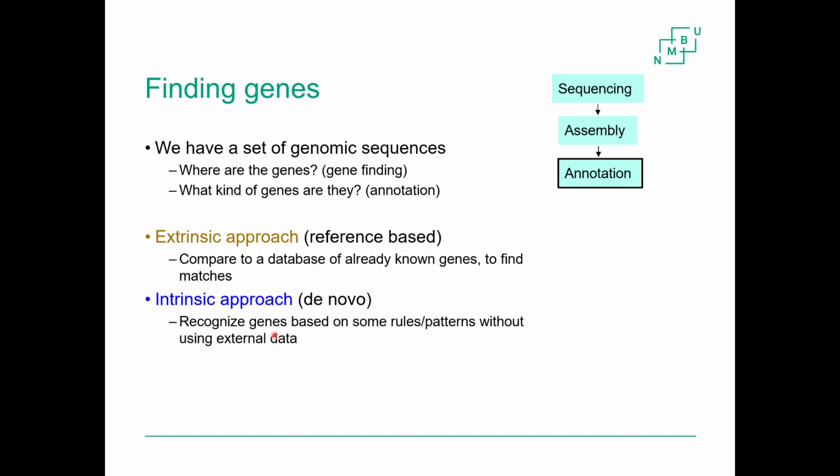And of course, when we started sequencing genomes, this approach was impossible because there were no databases, right? So this is the one we have relied on from the beginning. And this recognizes the genes based on some rules or patterns without directly using external data. We have to say that it also somehow uses ideas, at least from previously seen genes. But if you think back to the very first genomes that were sequenced, there were actually very few ideas to lean upon. But nowadays we have something more. But the de novo or intrinsic approach to gene finding is still very much in use. We will see why.